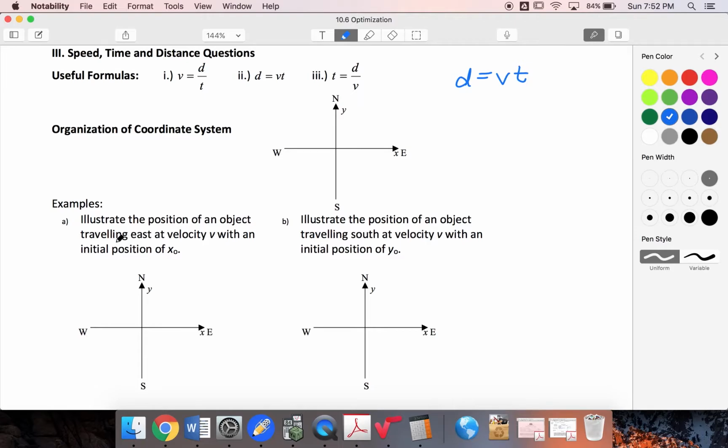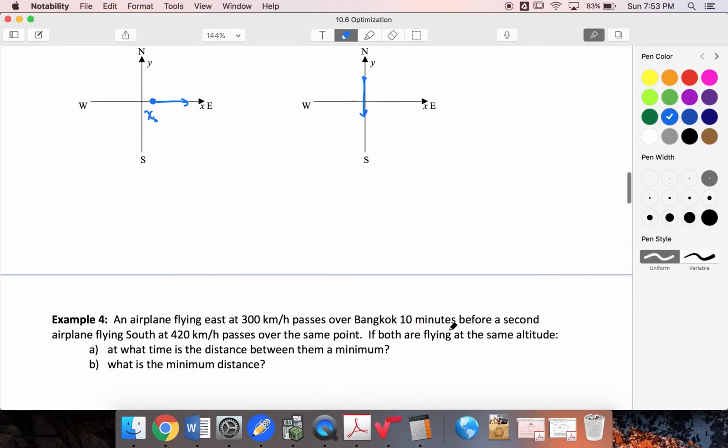So if I started at an initial position of x naught, I don't actually know if that's positive or negative, but if I'm heading east, then I would be going this way. The magnitude would give me my speed. So this whole vector, of course, represents my velocity. This one, I've got y naught heading south. And again, magnitude gives me how fast I'm going.